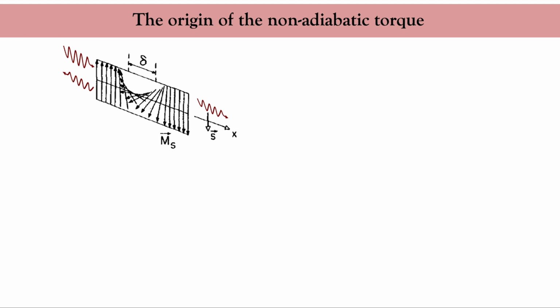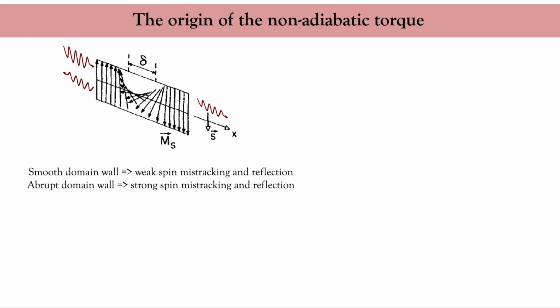The amount of reflection is directly related to the ability of the electron spin to follow or to keep track with the magnetization of the wall. So one can see that in a smooth and large domain wall, the electron spin remains mostly aligned on the magnetization direction, and therefore the reflection should be small. On the contrary, in a narrow domain wall where the magnetization changes direction quickly, the electron spin has a hard time to keep track, and a small mistracking appears, leading to enhanced reflection.